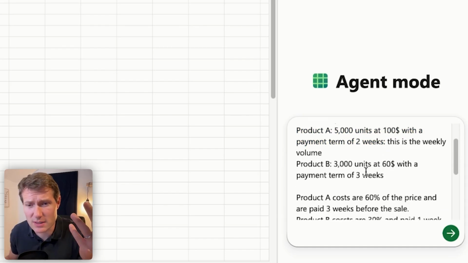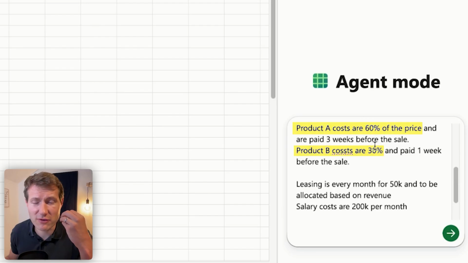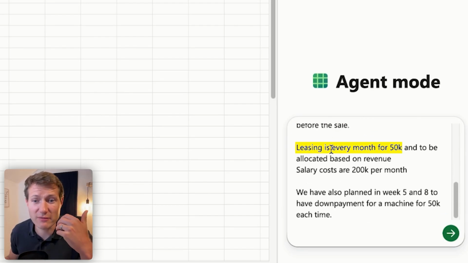The other one, 3 weeks, different price, different units, different type of cost with different payment terms also for the cost. We also have the leasing costs that are paid every month, and salary costs also paid every month. And here we also have to pay in advance a machine. To build that, you will need at least 1 to 2 hours. Let's see how long we need now with the agent mode in Excel.